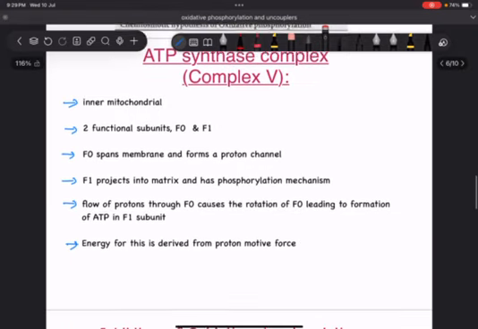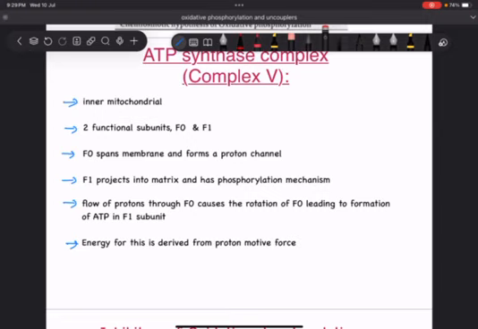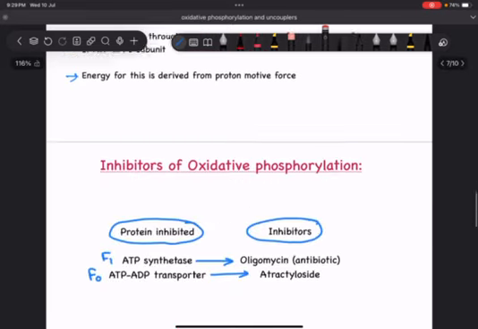Okay. So from where is the energy derived? The energy is derived from the proton motive force. This proton motive force generates energy, and the proton motive force is due to the proton gradient.